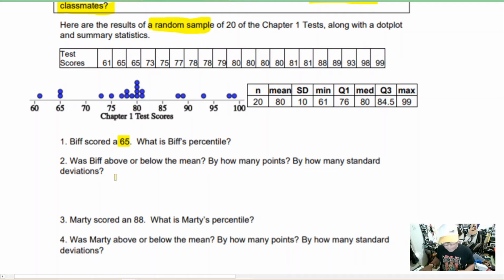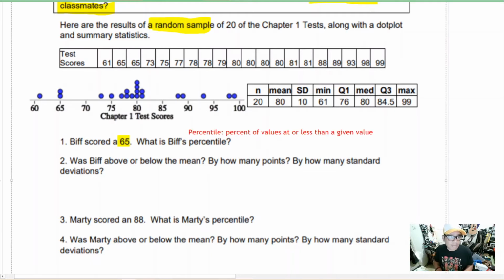What is Biff's percentile? Remember that a percentile is a percent of values at or less than a given value. Our given value here is 65, so we can now just count how many are at or less than 65. Well, here's 65. We've got 2 that are at 65 and 1 that's less than 65. So that's a total of 3 out of the 20 test scores in the sample. 3 out of 20 is 0.15, so Biff is at the 15th percentile.